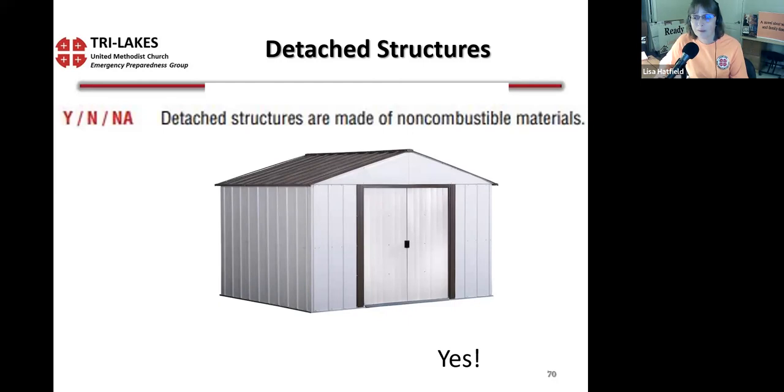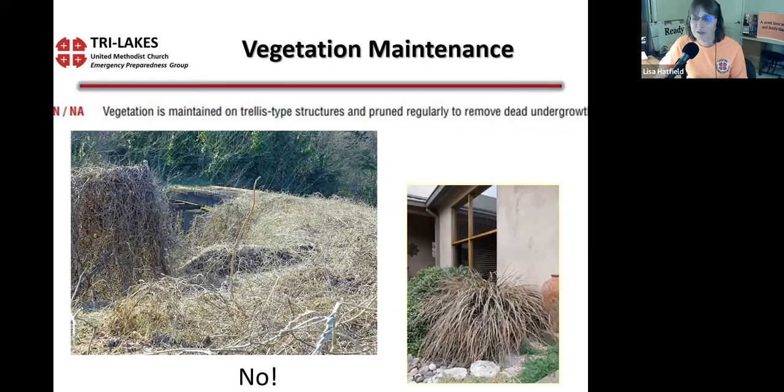Ones I see a lot when I'm doing Firewise evaluations are tree houses. Do you really need that tree house? Make sure that vegetation is maintained on a trellis type structure, and it is pruned regularly to remove dead undergrowth. On the left, there really is a trellis under there. And the plant on the right needs to be pruned. And pruning isn't even really the best solution. It would be better not to have vegetation climbing up your house at all.